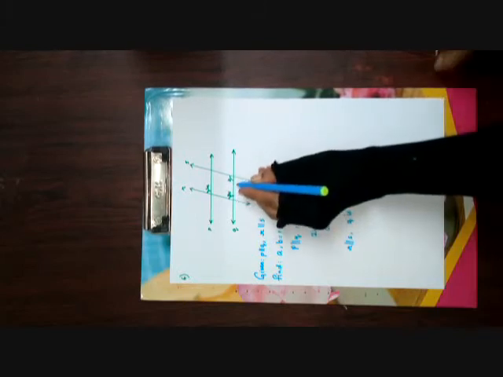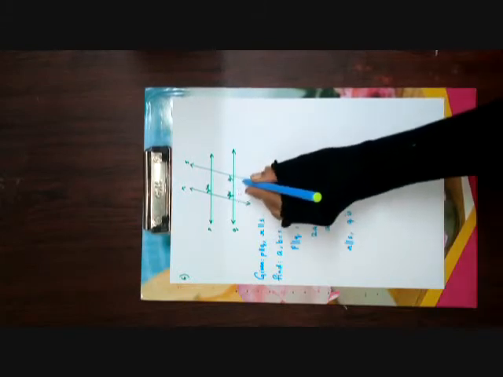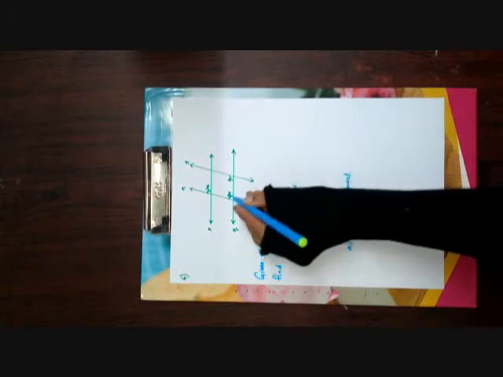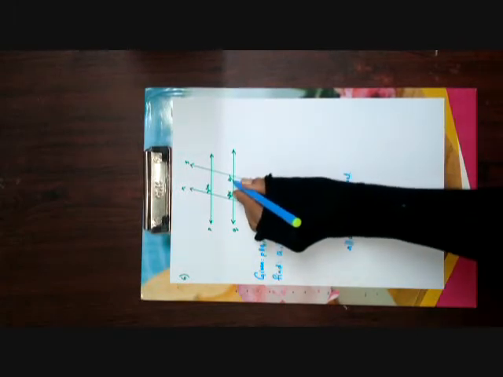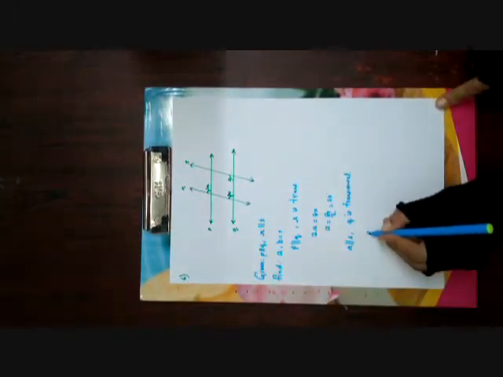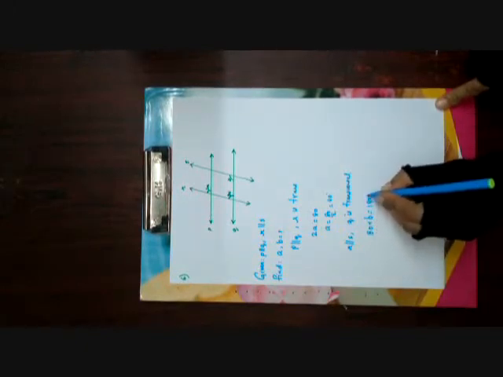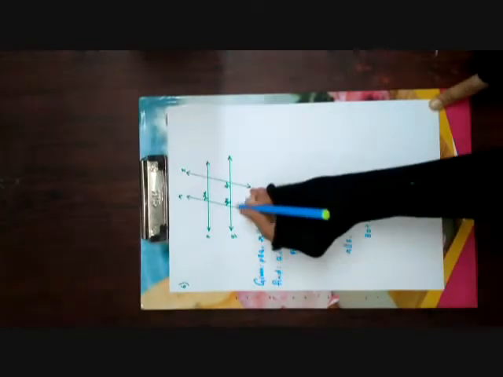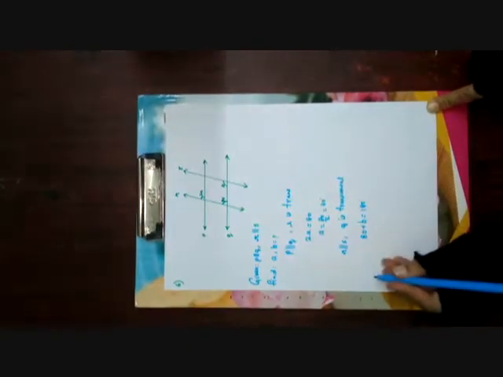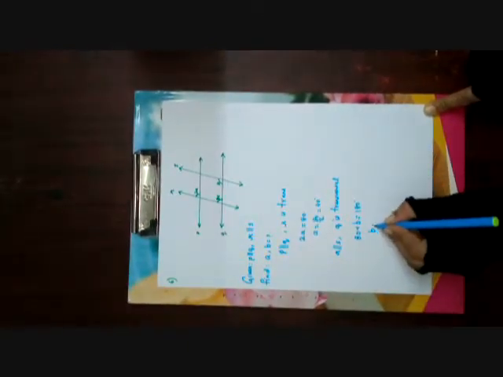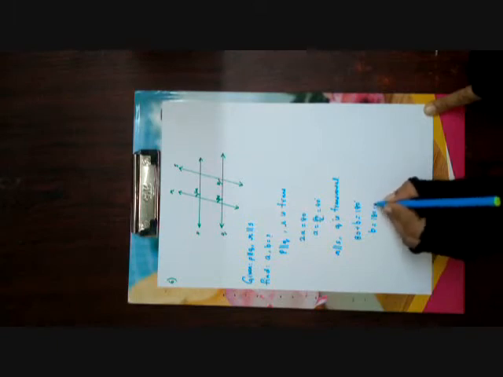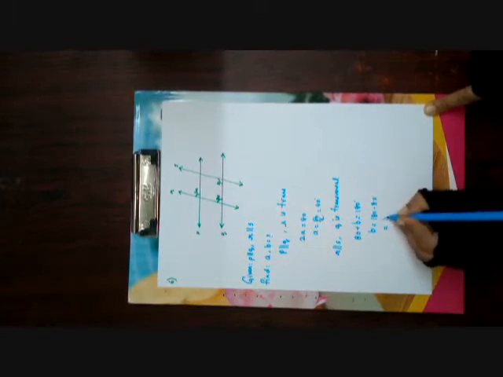And what is the condition? When a transversal cuts a pair of parallel lines, then interior angles lying on the same side of the transversal are supplementary. That means 80 plus B is equal to 180 degrees. Yes, children? Interior angles lying on the same side of the transversal are supplementary. Hence, B will be equal to 180 minus 80, that is nothing but 100 degrees.